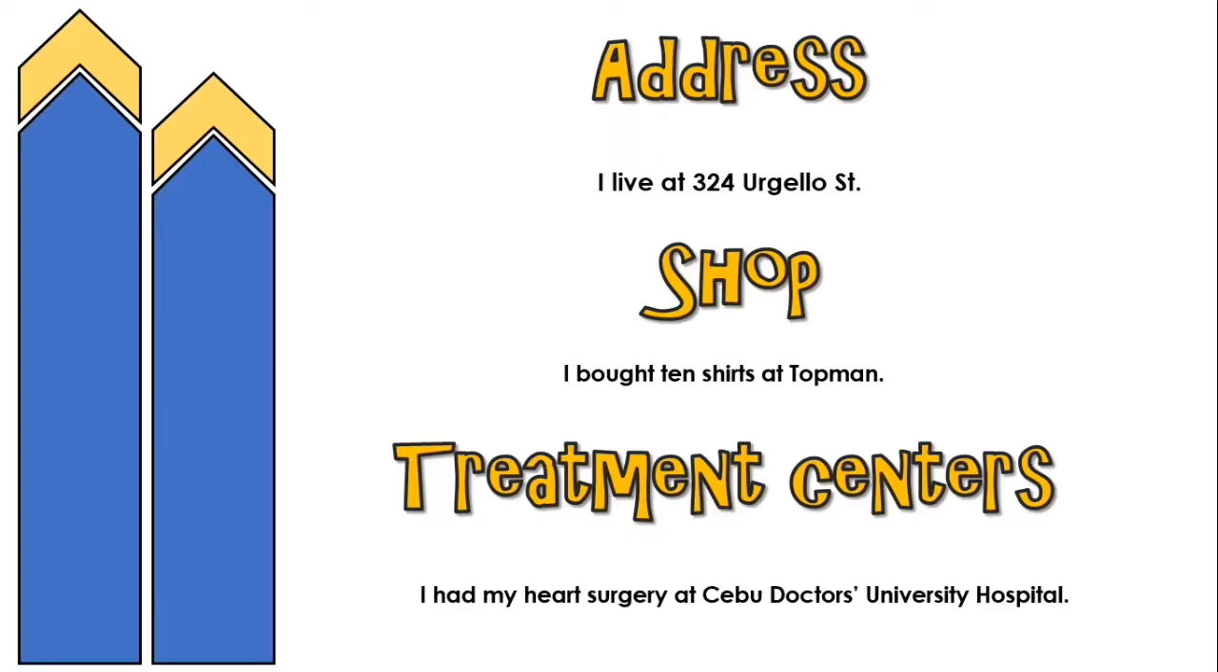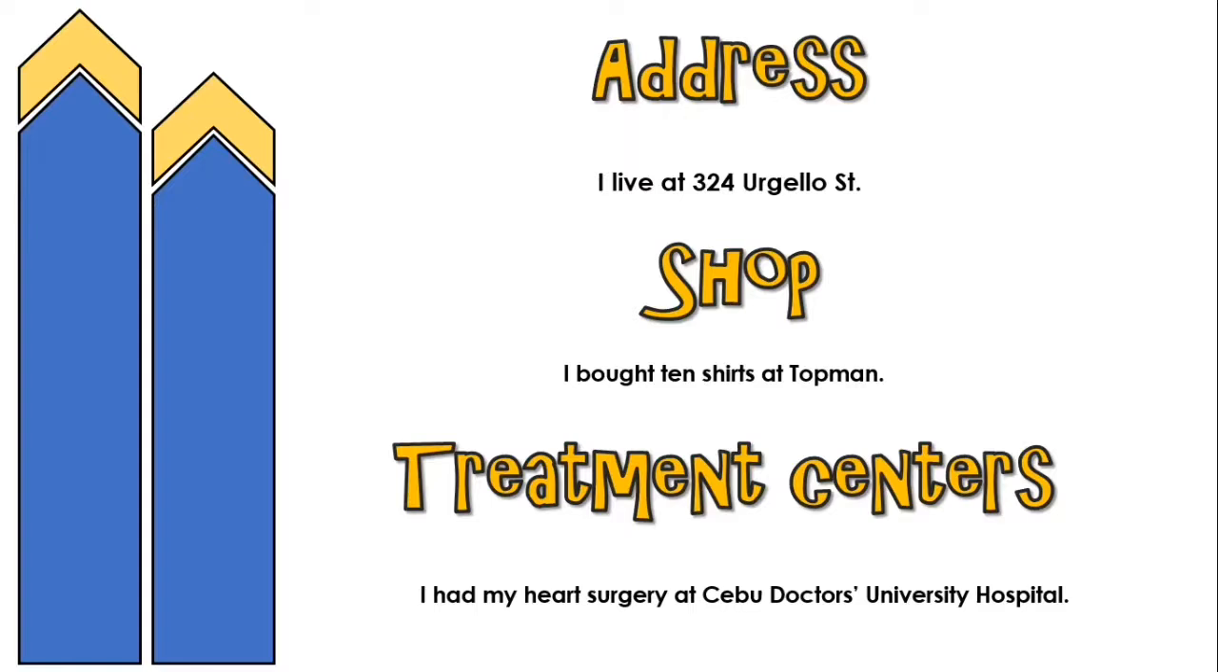But in the preposition at, we give the exact name of the center or the place that we are trying to emphasize in the sentence. So for example, I had my heart surgery at Cebu Doctors University Hospital. But when we use the preposition in, we could say I had my heart surgery in the hospital. So that's how you're going to use it.